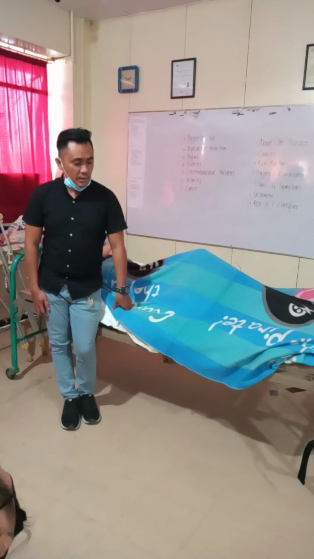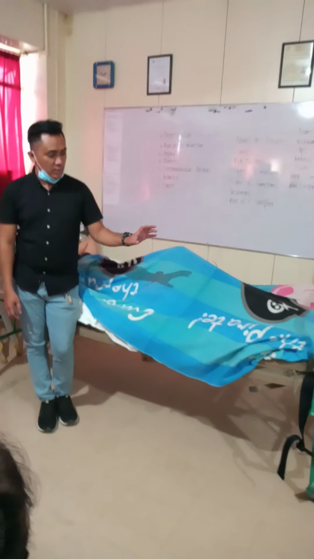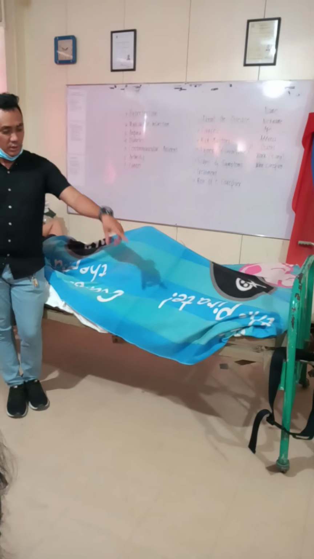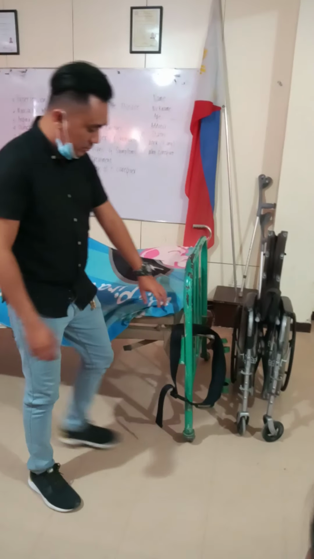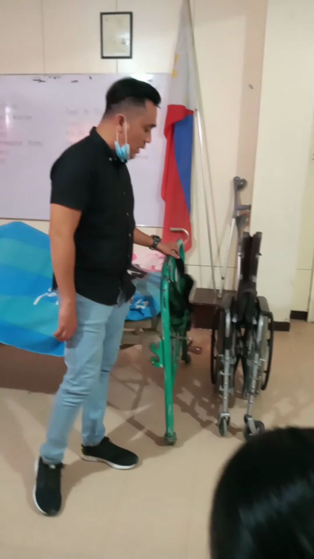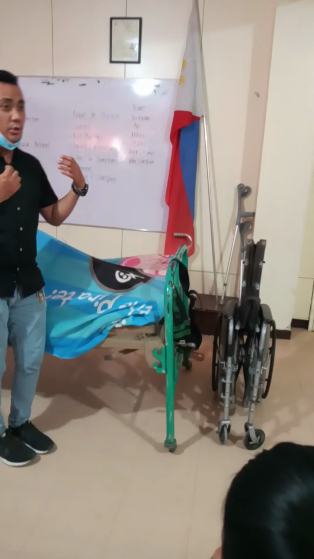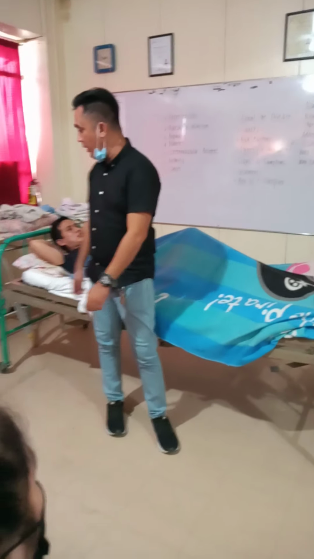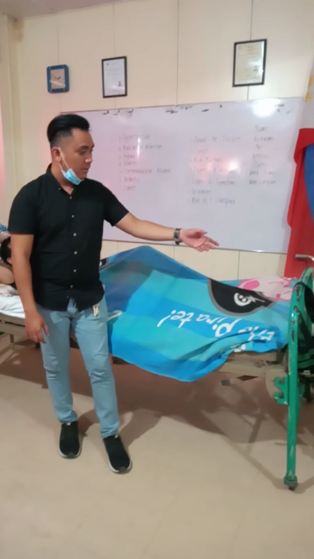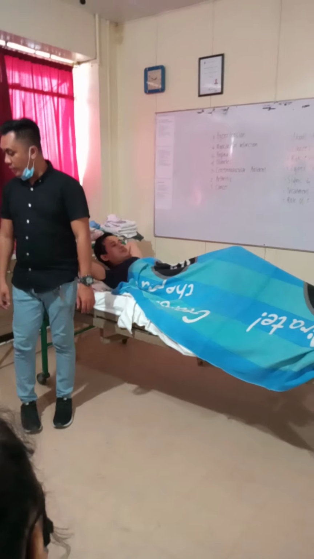Now, for the materials that we will be using for transferring the patient from bed to wheelchair, we have the gait belt. If in case you have no gait belt, later on we will show you how to manually transfer the patient. And we also have the helmet, and the wheelchair for your patient. Okay? So let's start with the procedure.